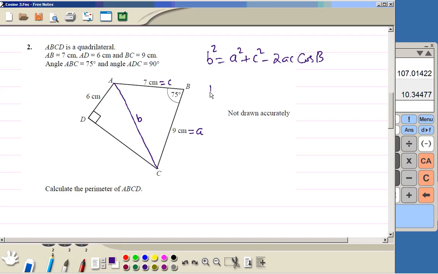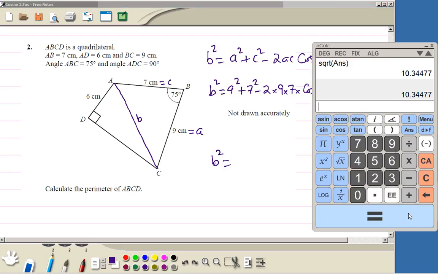So B squared equals 9 squared plus 7 squared minus 2 times 9 times 7 times cosine 75. Then we use the calculator. 9, square it, add 7, square it, minus 2 times 9 times 7 times cosine 75 degrees, close bracket, equal sign.